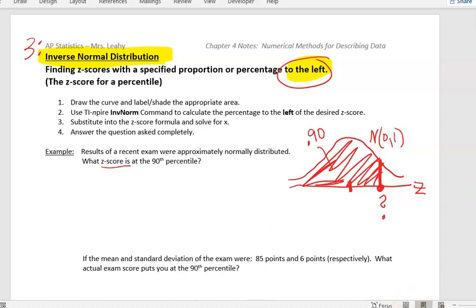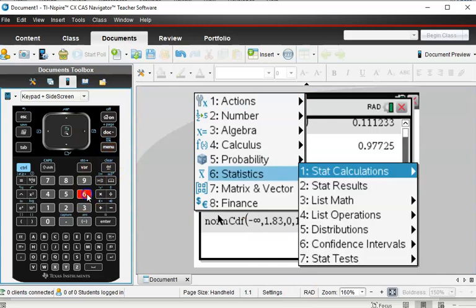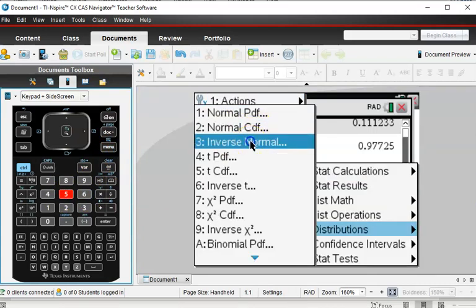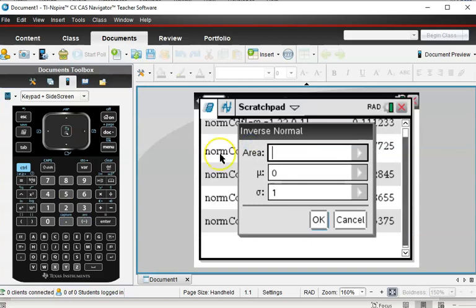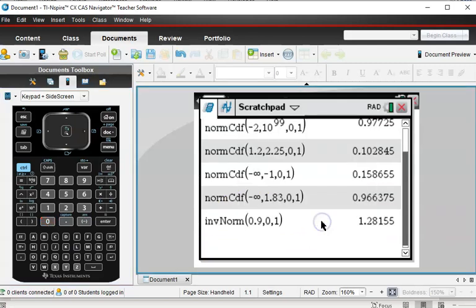So I'm going to take my calculator here, and this time I'm going to go Menu, Statistics, and Distributions, but instead of picking NormCdf, I'm going to go down one more, inverse normal. It says area. It literally means what is the proportion of the curve to the left of the thing you're trying to find. So I'm going to type in 90%. I want something that has 90% to its left. Mean of 0, standard deviation of 1. And I end up with 1.28. 1.28. I'm going to go back.